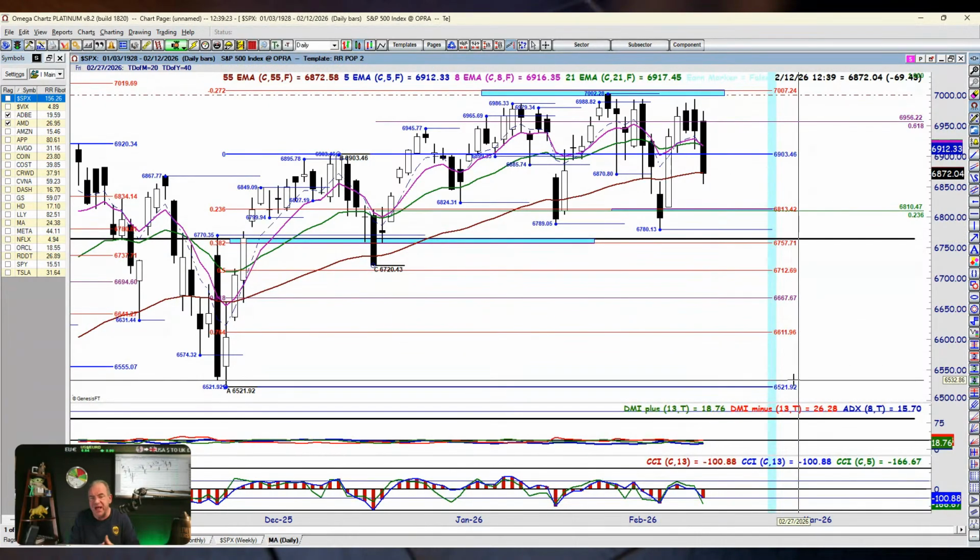Could it happen? Yes. Am I expecting it to happen? I'm not going into this saying this is what's going to take place. I go into the market every day with a plan, and that plan is if the market does this, I do that. It's no different than playing hockey or any other sport, right?